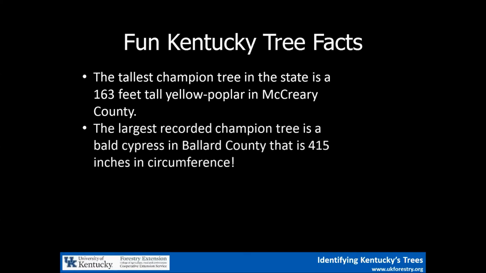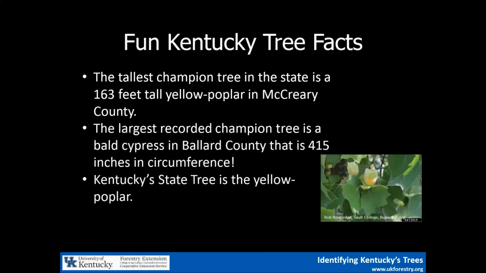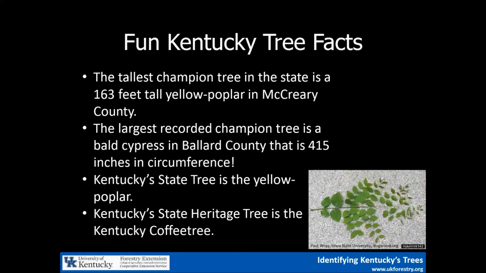The largest recorded champion tree is a bald cypress in Ballard County, that is 415 inches in circumference, which is actually a little more than 34 feet around. Pretty amazing. Now, many of you know this. Kentucky's state tree is the yellow poplar, also called tulip poplar, also called tulip tree. And here we have a nice picture of it in spring flower. And then Kentucky's state heritage tree is the Kentucky coffee tree. See that great big leaf there?